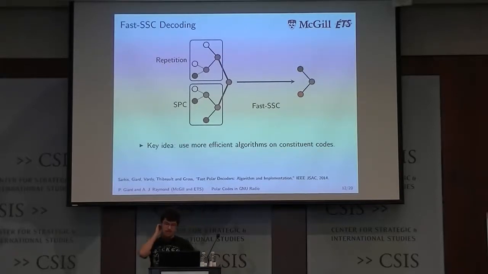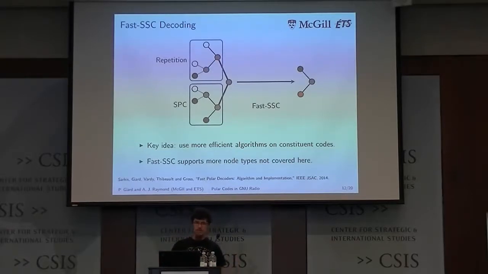So the key idea of FastSSC is to use more efficient algorithms on some patterns that appear in our decoder tree. And in fact, FastSSC supports more types of patterns that I'm not covering here. You don't really care about that stuff.